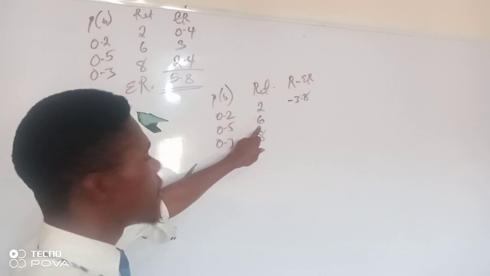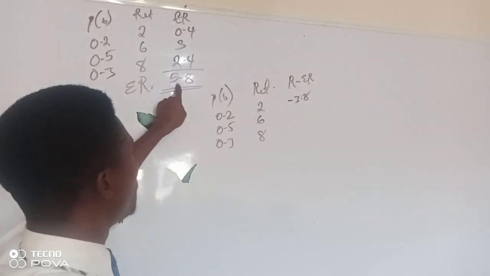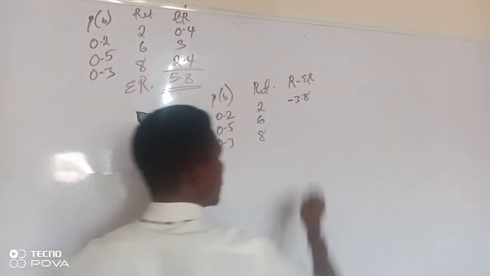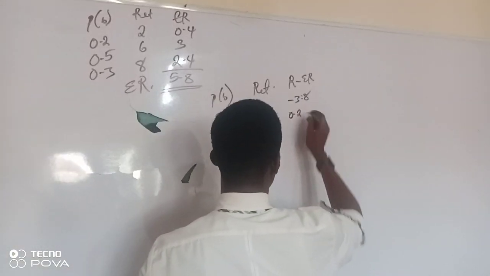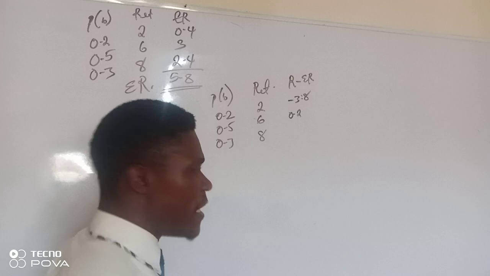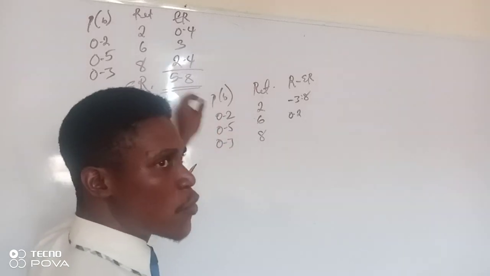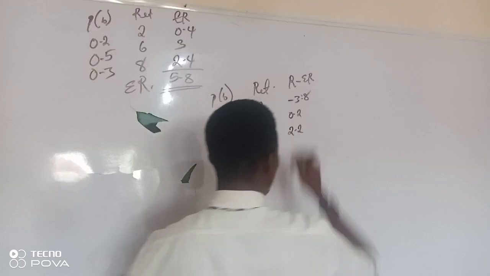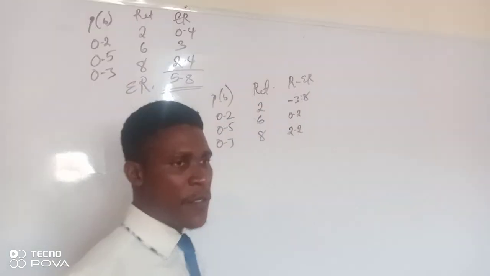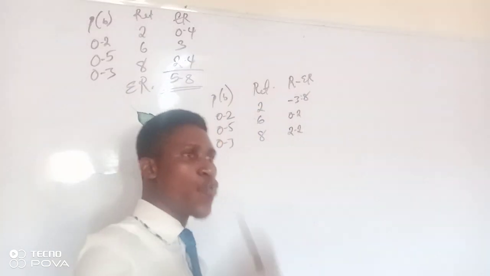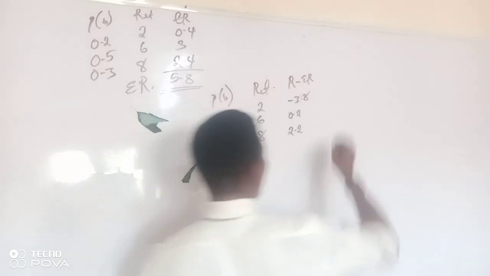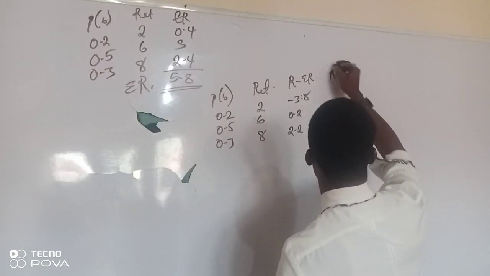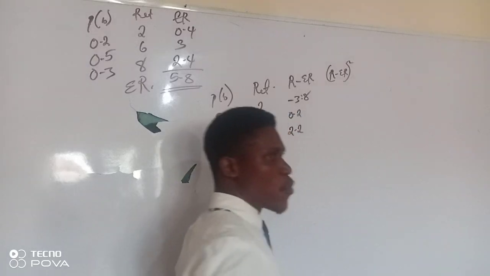Then, if your return is 6%, and the expected return is 5.8, that would be 6 minus 5.8, which is 0.2. Then, if your return is 8 and the expected return is 5.8, what's your difference? 2.2. Having done this, the next thing to consider is to square your deviation, that is, return minus expected return, squared.